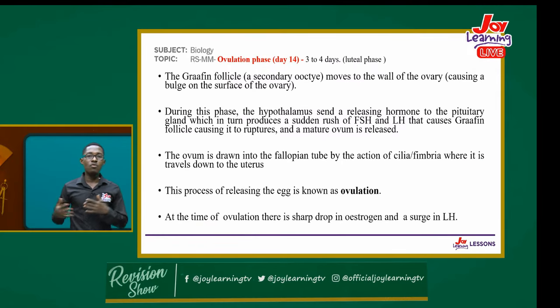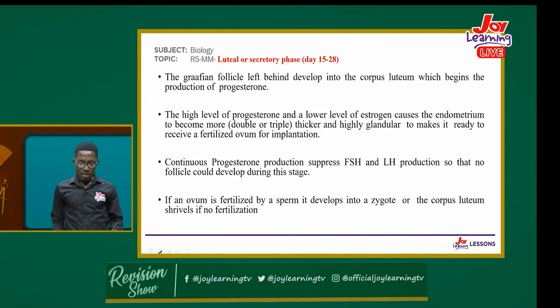Then I told you that the Graafian follicle will move, when it's mature, to the edge of the ovary, rupture the place, and then it gets into the fallopian tube. When it gets into the fallopian tube, we say that the LH will start to drop, the FSH also starts to drop, because of the corpus luteum. Because of the luteum, we call it the luteal stage. After the 14th day, the stage is called the luteal stage because the progesterone produced is going to double, triple, making the endometrium thicker.